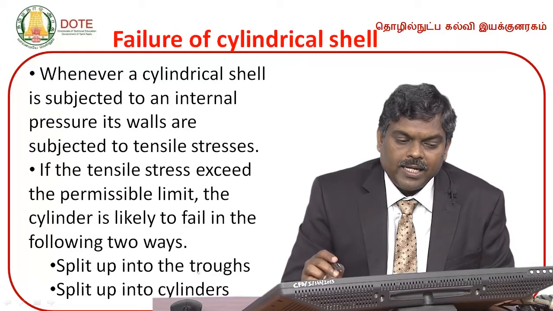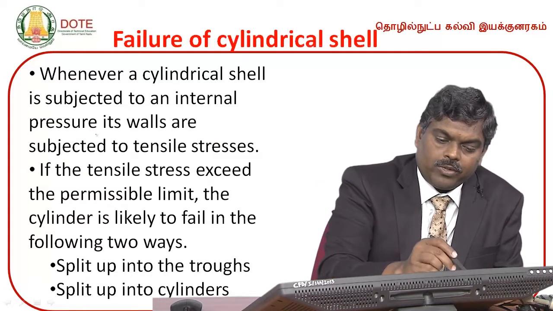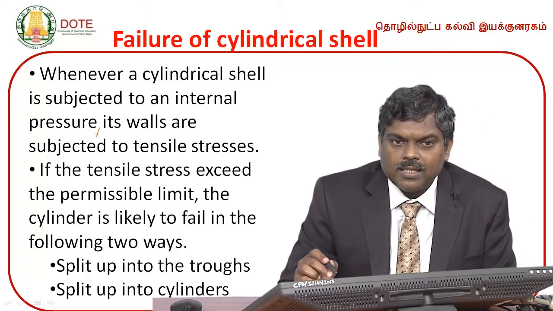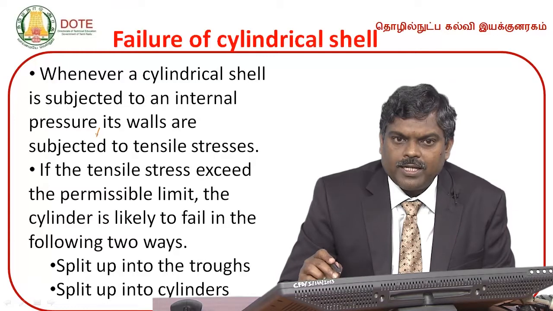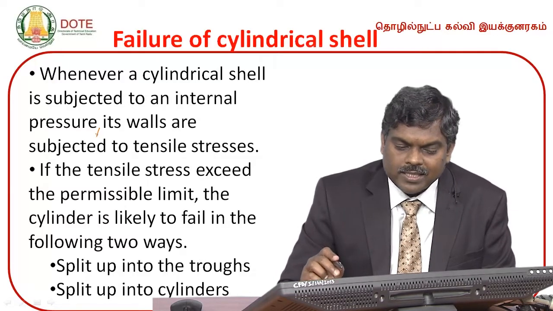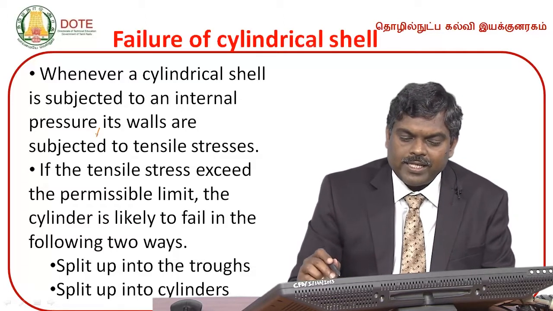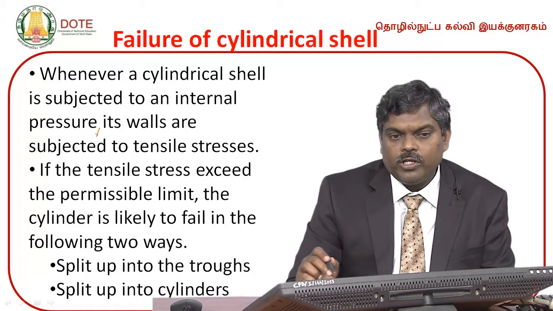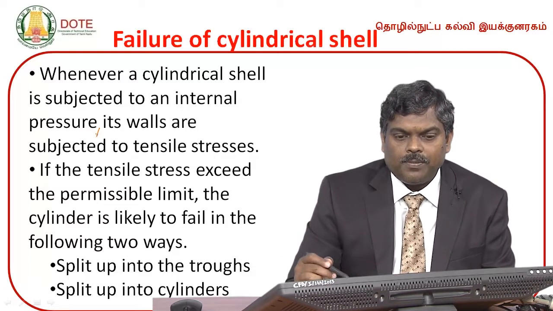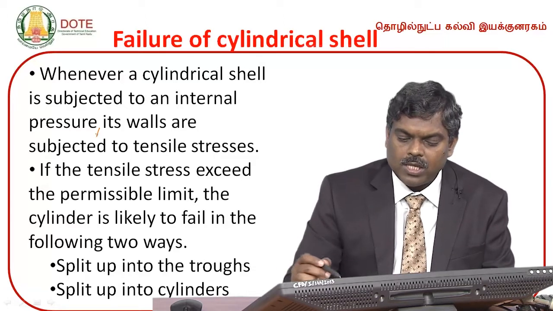Whenever a cylindrical shell is subjected to an internal pressure, its walls are subjected to tensile stresses. If the tensile stress exceeds the permissible limit, the cylinder is likely to fail in two ways: split up into troughs and split up into cylinders.